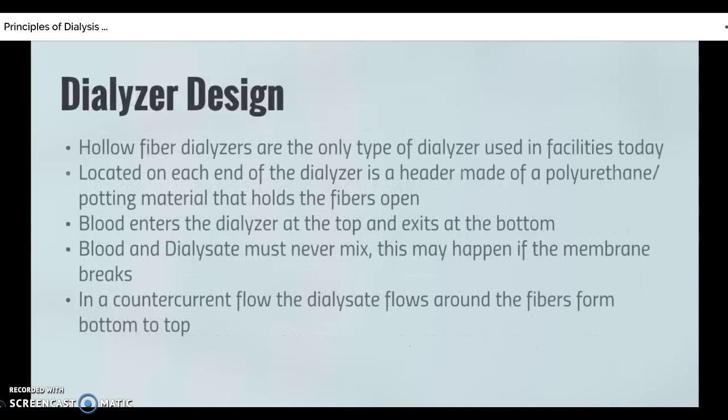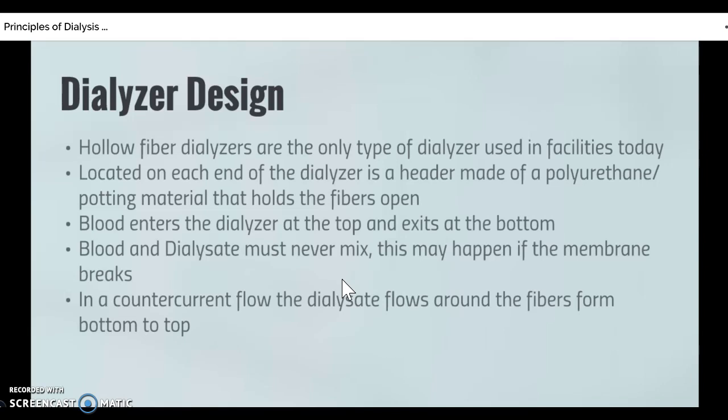The design, again, this is review from last learning plan, but the blood and dialysate must never mix. Occasionally, honestly, I've seen this one time, and luckily the patient survived, but it really was a process to get them back to the way they should be. But shortness of breath, chest pain, because their blood mixed, they coughed up a lot of foamy sputum. So then they were just given some acid and bicarbonate, more bicarbonate, to try to counteract the effects of the acid.